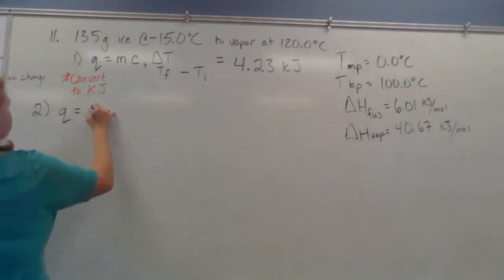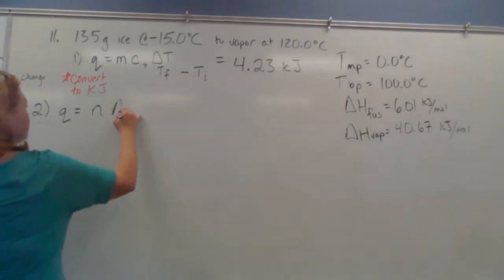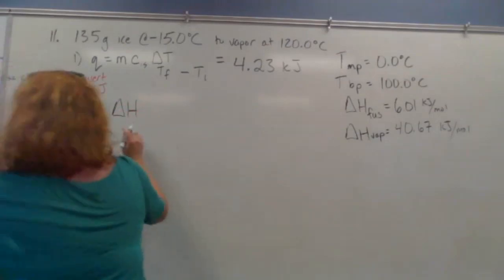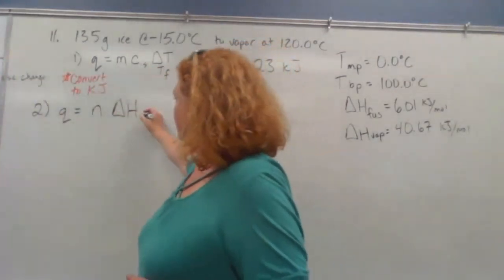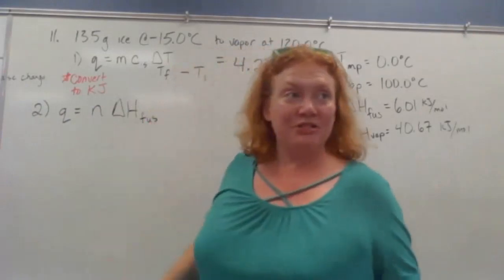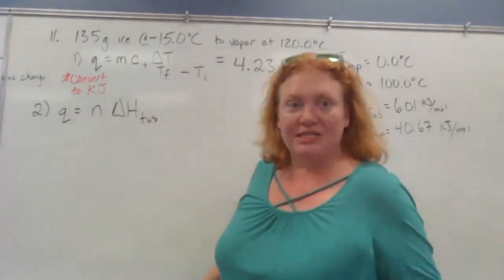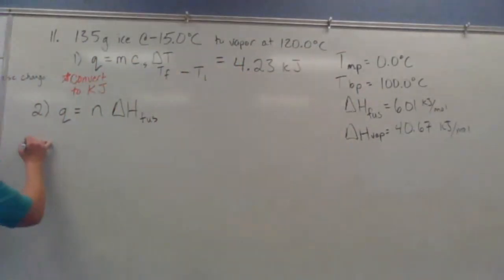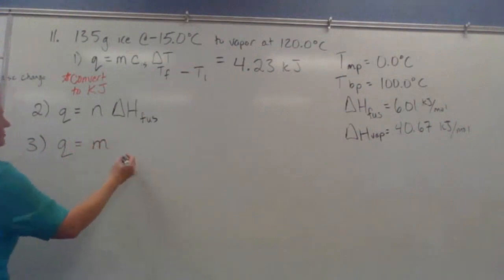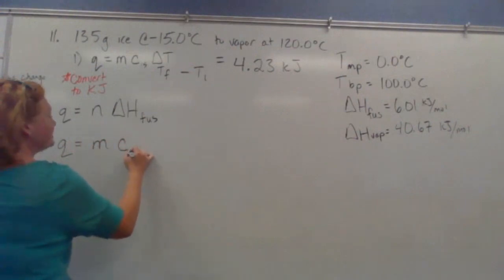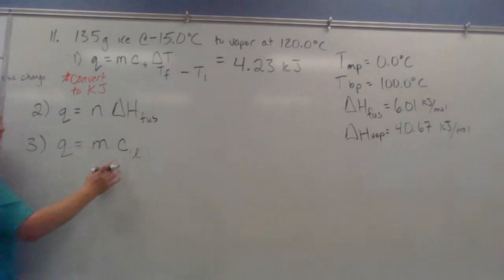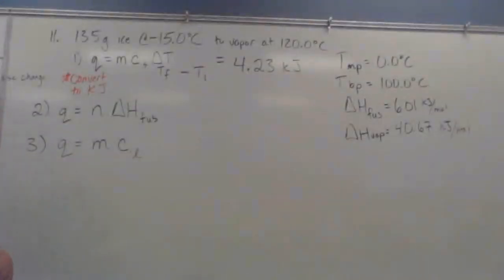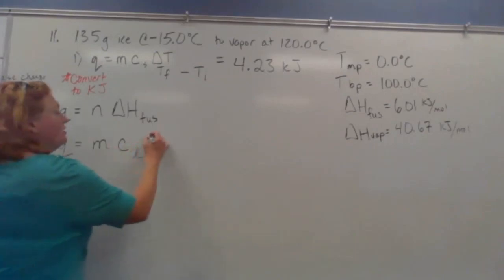Okay, step 2. Moles. And then when we're at step 2 in this problem, that's the fusion value, because that's when we're melting, right? We're melting at 0 degrees C. Step 3, Q equals mass times the specific heat capacity when it's a liquid, because that's where we are now. We've taken it to the liquid phase. Above 0, it's liquid. That's where we are.